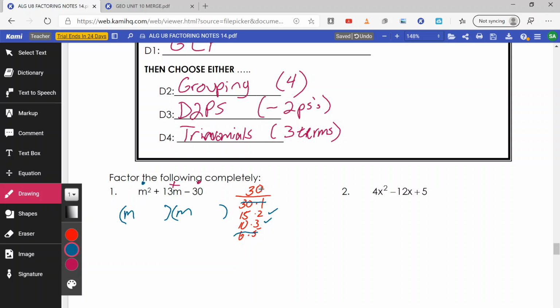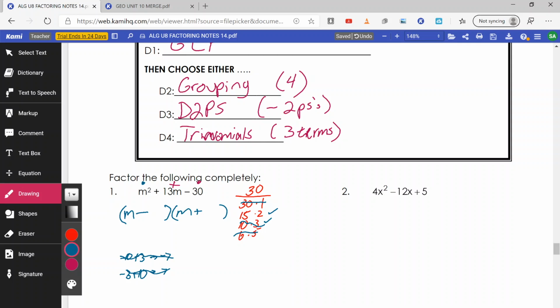Now the question becomes, which of these 2 will I choose? Well, we know we have to multiply to be negative 30. Now the only way I can get a negative when I multiply is a negative times a positive. So the question becomes, which one will I end up with a positive 13? So if we look at negative 10 plus 3, I get negative 7. If I do it the other way, negative 3 plus 10, I get a positive 7. So that's not what I can use. So 10 and 3 are out based on that.